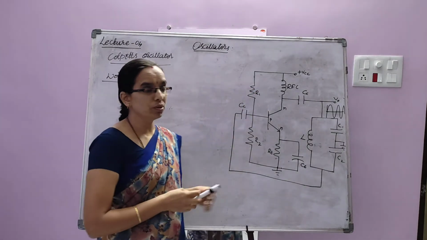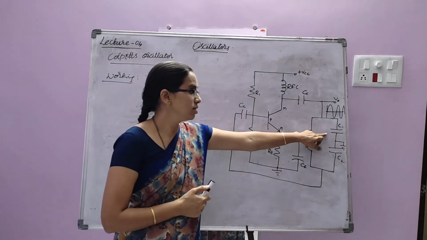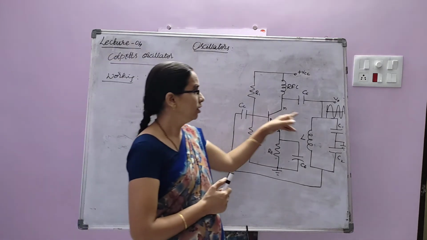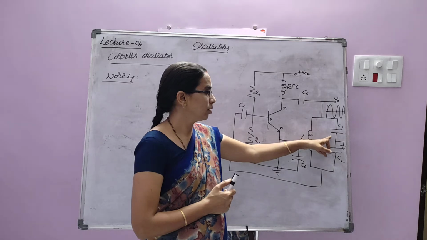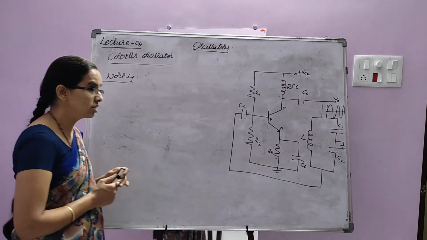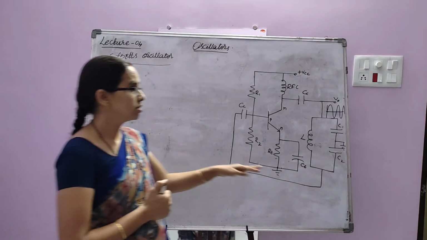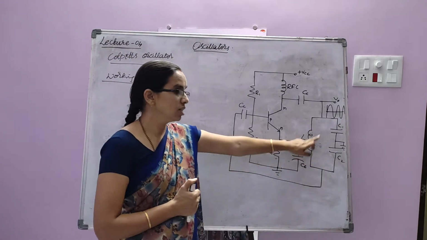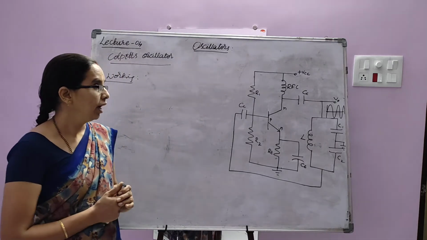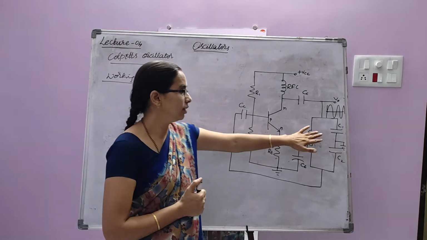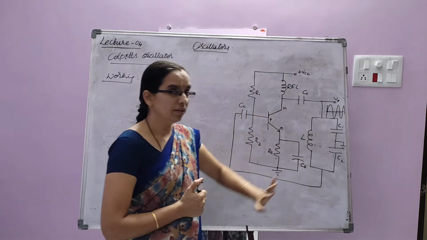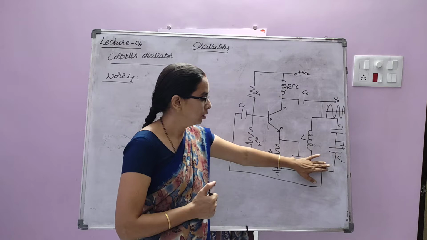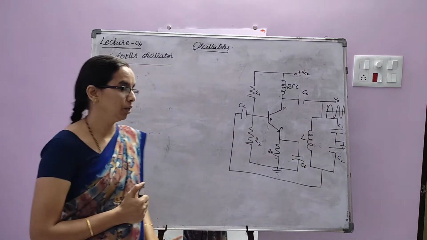whenever the power supply is switched on, capacitors C1 and C2 get charged. Once they are fully charged, they start discharging through this inductor, and the output is taken across C1, and the feedback voltage is taken from the voltage across C2.